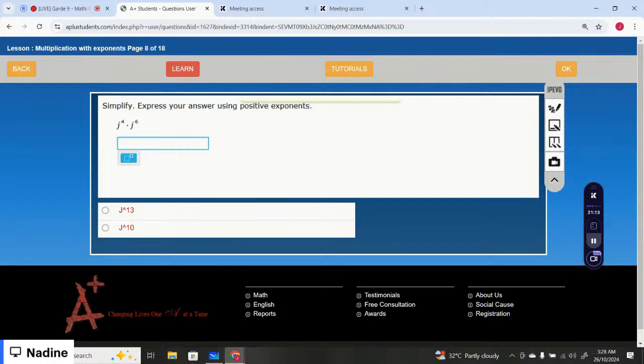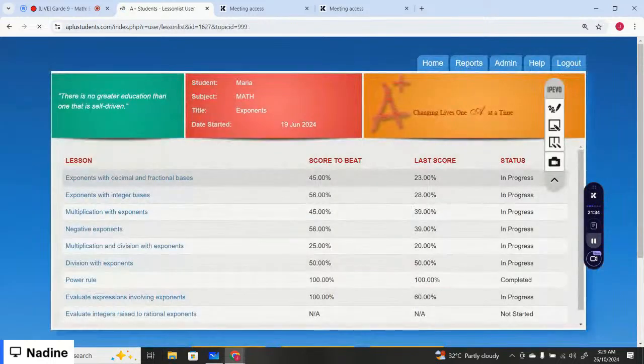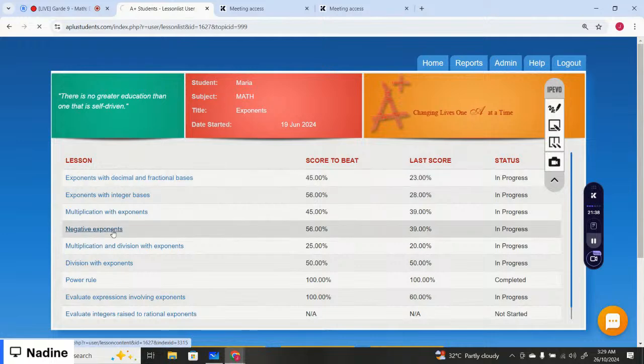J exponent 4 times J exponent 6, so which is the correct option? That is J exponent 10, right? Okay, you can complete the lesson by yourself later today. Let me just move on to the next lesson. The next lesson is negative exponents. Let's just start with the next lesson.